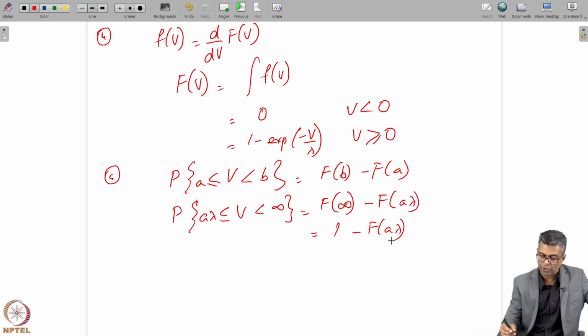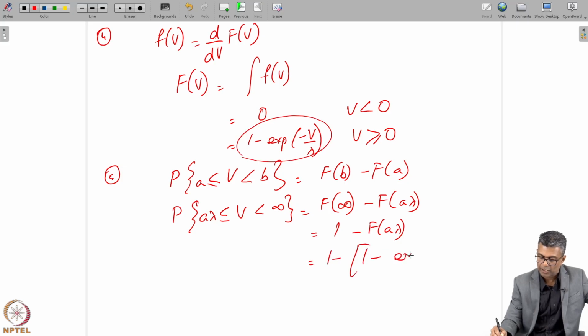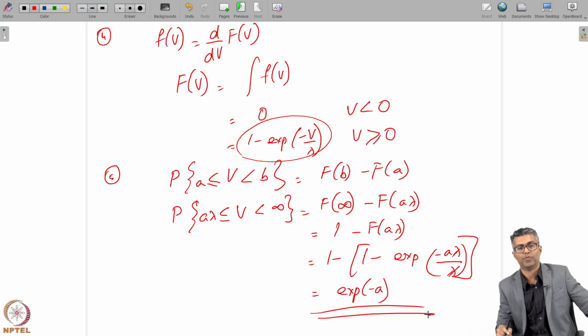So all I need to do is use the equation for F of v right here, and then it becomes 1 minus exponential of minus a lambda divided by lambda, isn't it? Like this. So then the lambda and lambda get cancelled, and the minus and the minus become plus, and I end up getting exponential of minus a. Hence proved.